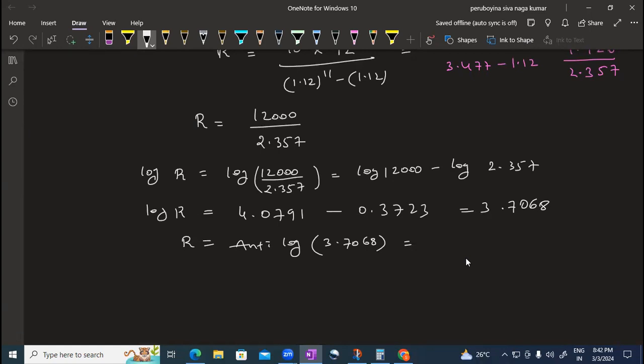So this will be approximately, this value will be, give me a minute, 12,000 by 2.357. It's 5091.21. So this will be the answer.